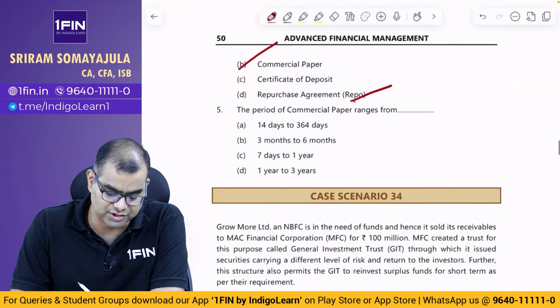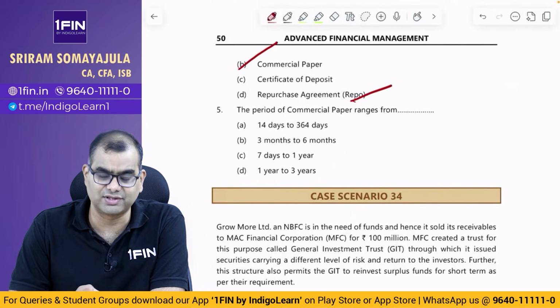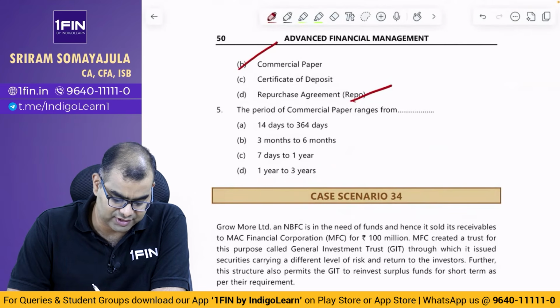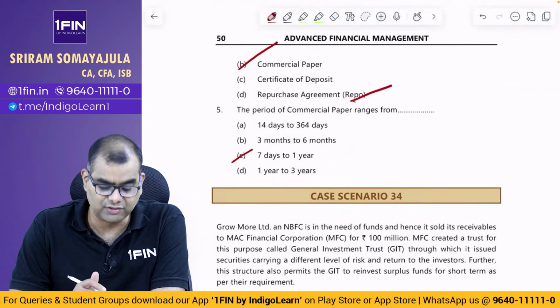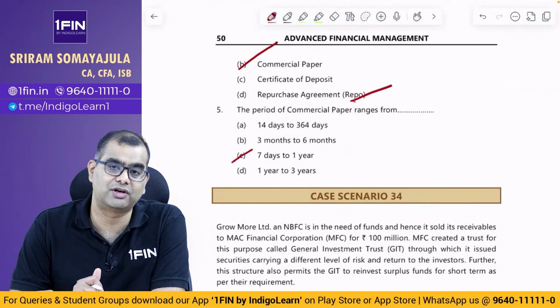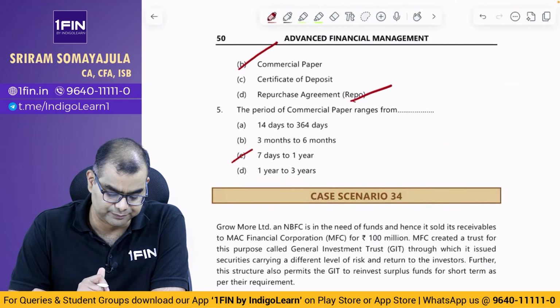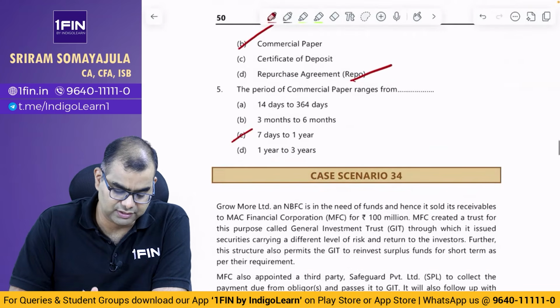Period of commercial paper ranges from 7 days to 1 year, 14 days to 364 days, 1 day. So, it can range actually even less than 7 days. I have actually done. So, it is 7 days to 1 year. It is not 14 days to 364 days. That is for your notice money and all of that. Okay, very weird question.